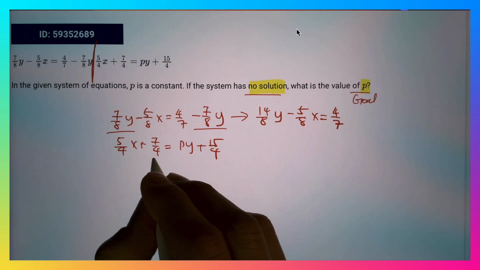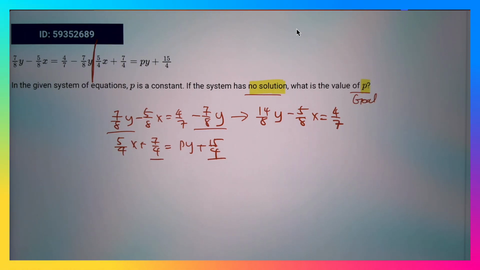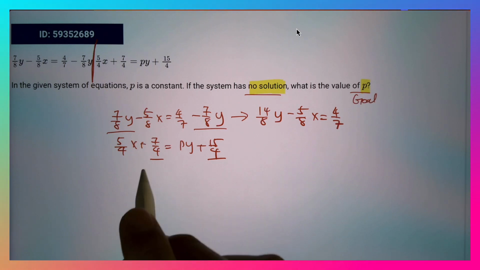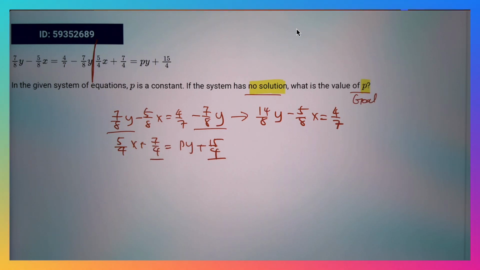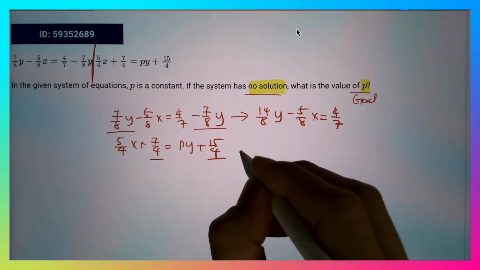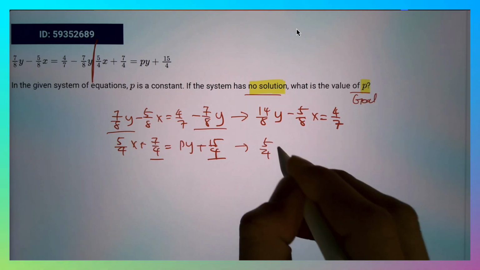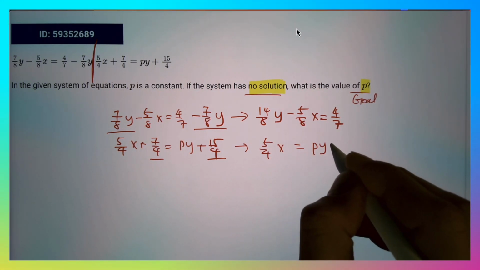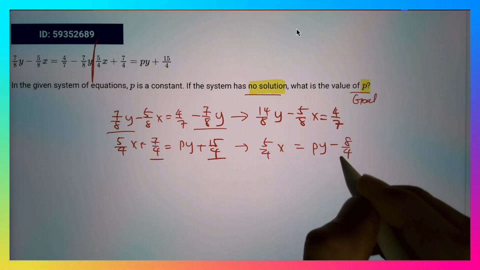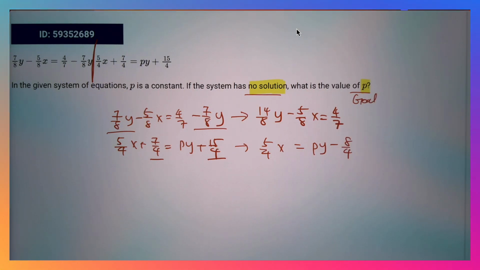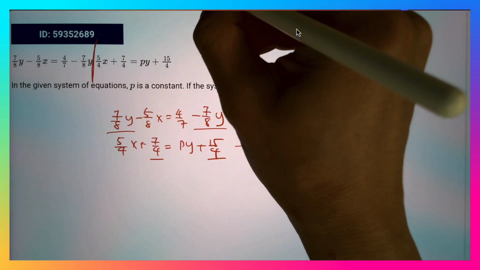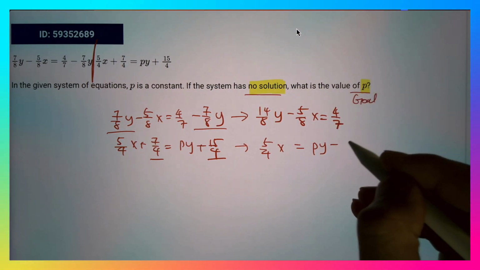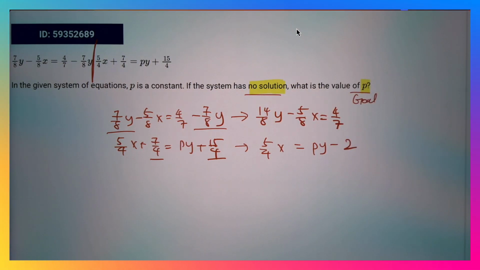For the bottom equation, I see numbers can combine. So when you subtract 7 over 4 on both sides, or if you move that 7 over 4 to the left, it changes the sign and you can now combine the like terms. So we get 5 over 4x is equal to py minus 8 over 4, but you do know that 8 over 4 is equal to 2. So here we have it. Okay, both equations simplified.